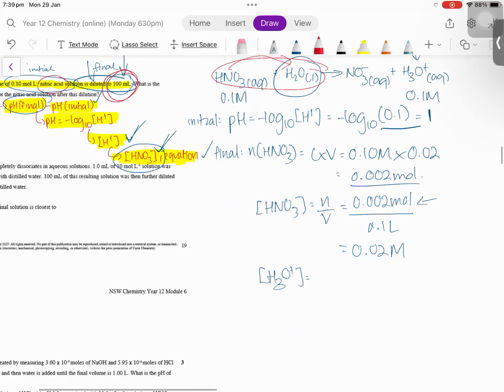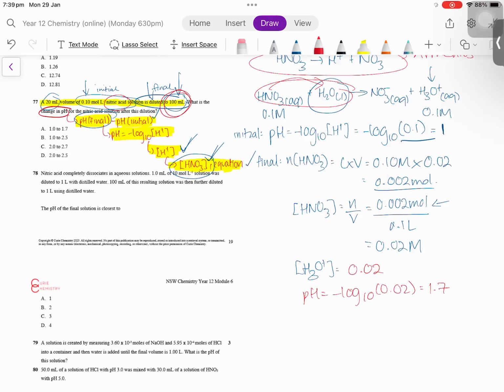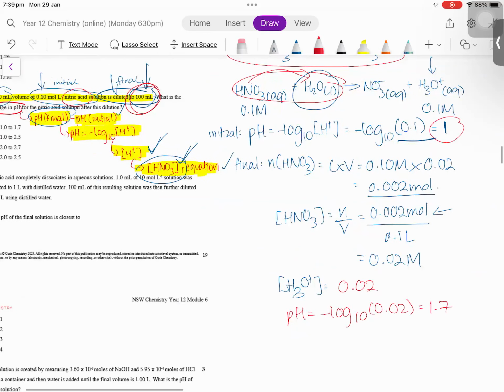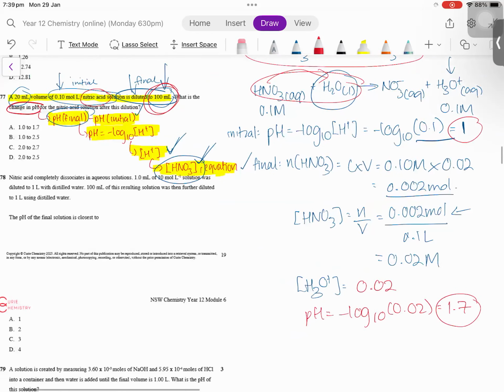Okay. So same thing, my H3O plus concentration is now 0.02, trace my steps back, pH is negative log base 10 of 0.02. If you pop it in the calculator, you would get 1.7. So my initial is 1, my final is 1.7. So your answer for this question is A. In this case, they just asked you for the start to the end, but if they actually asked you for the change, then it would be 1.7 minus 1, and the change would be 0.7. Can I get a thumbs up, guys? Does that make sense to us?